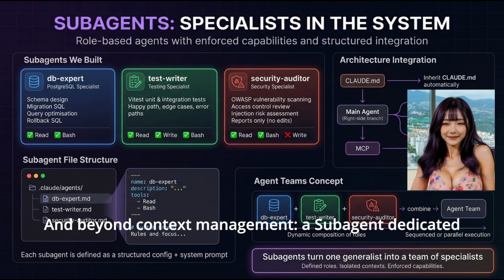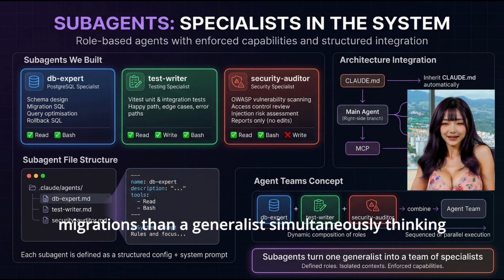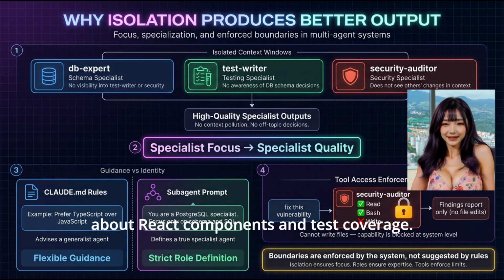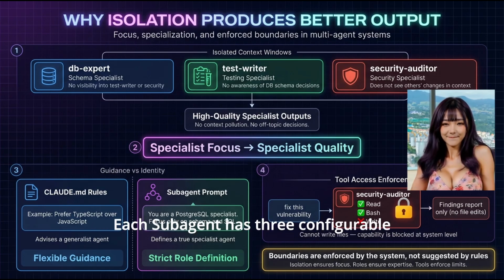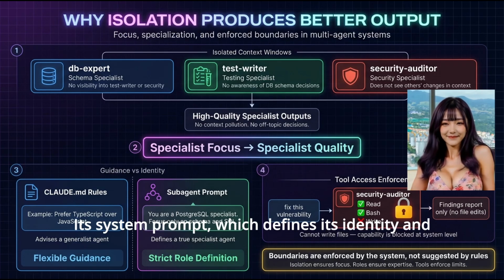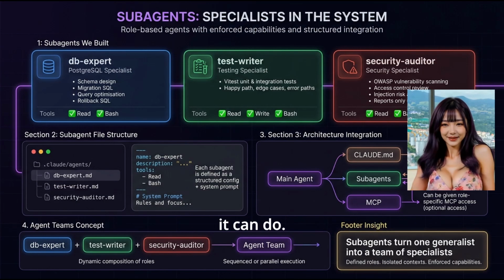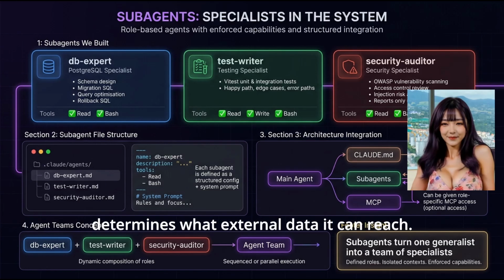And beyond context management, a subagent dedicated entirely to PostgreSQL schema design will write better migrations than a generalist simultaneously thinking about React components and test coverage. Specialist focus produces specialist quality. Each subagent has 3 configurable properties: its system prompt, which defines its identity and rules; its tool access, which limits exactly what it can do; and optionally its MCP server access, which determines what external data it can reach.